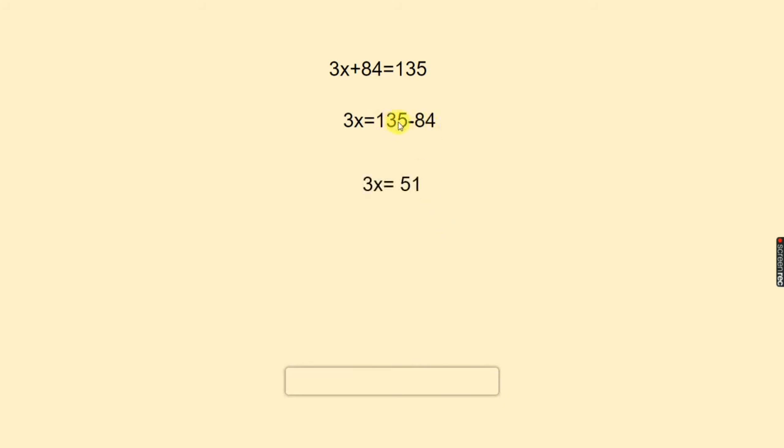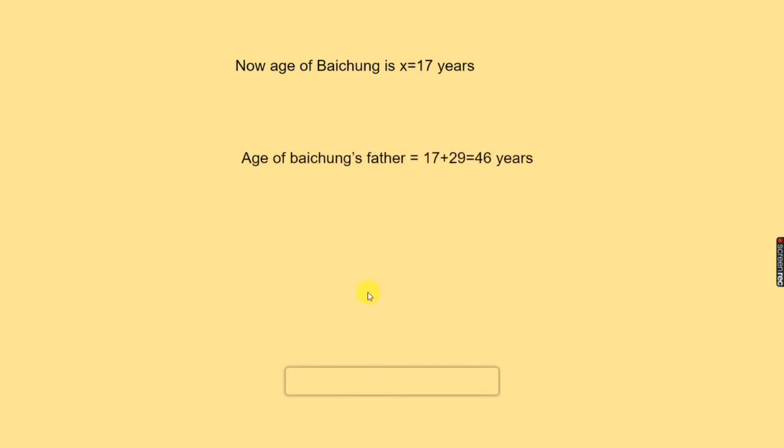Now we would transpose 84 to the other side, but with the negative sign. Now subtracting 84 from 135, we got 51. So 3x is equal to 51, and x is equal to 51 upon 3. Solving this, 3 ones are 3, 3 ones are 3, remainder 2, and 3 sevens are 21. So we got the value of x. What have we assumed x to be? That was the age of Baichung. So we got that the age of Baichung is 17 years.